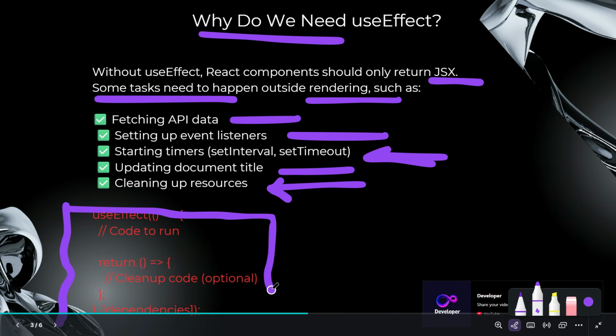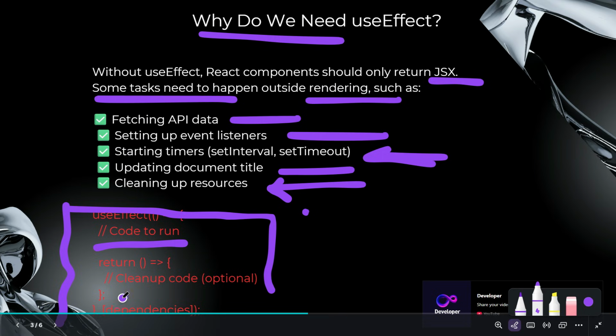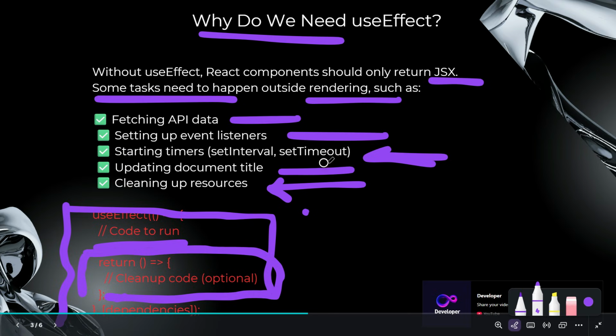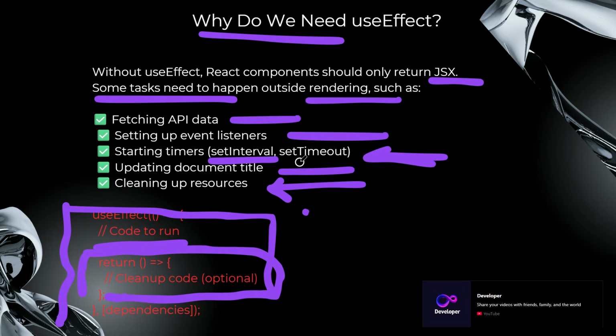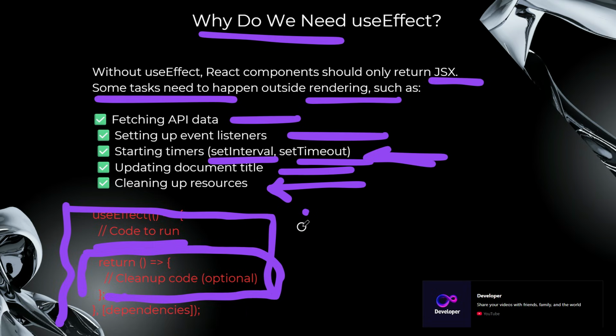You see, inside useEffect, this is the code that you run. In here, code to run means you can fetch API data, set up an event listener, setInterval, setTimeout, update document titles. And then at the bottom, this is the return. It is your cleanup function. Whenever you use setInterval or setTimeout, you have to use this cleanup code. So this is about your useEffect hooks.